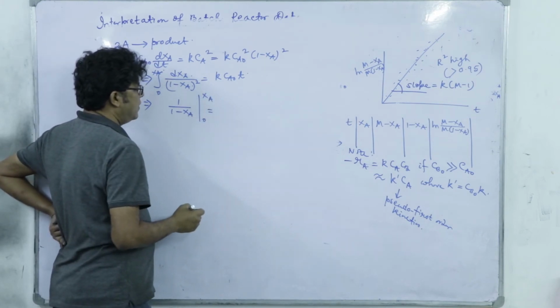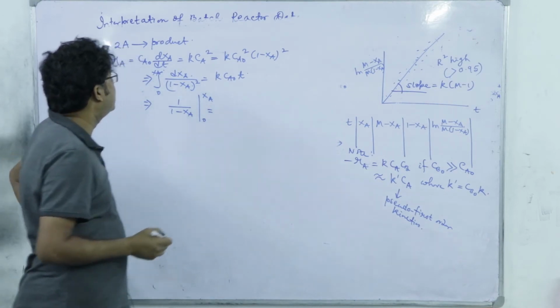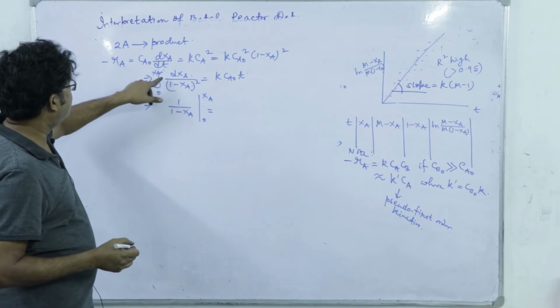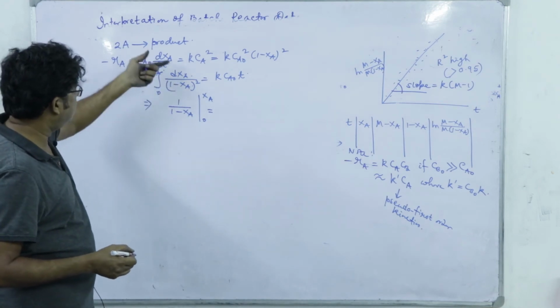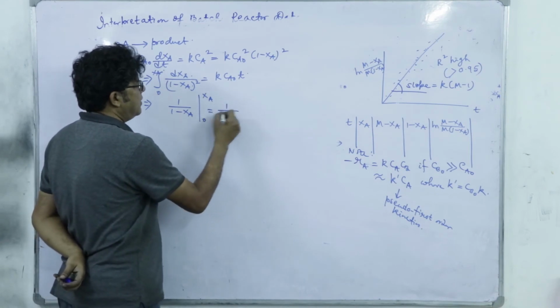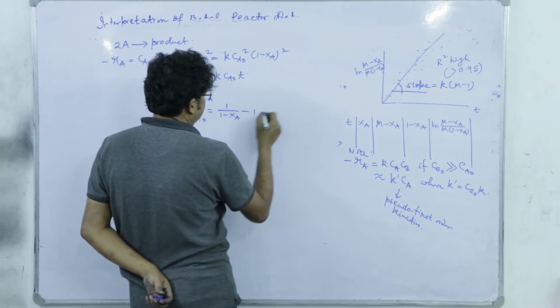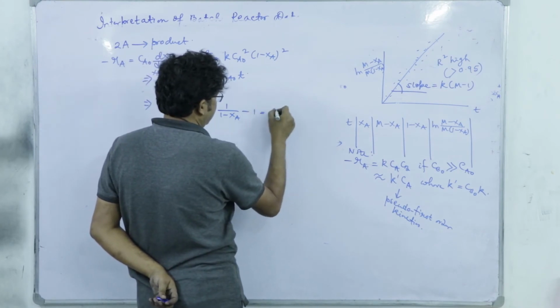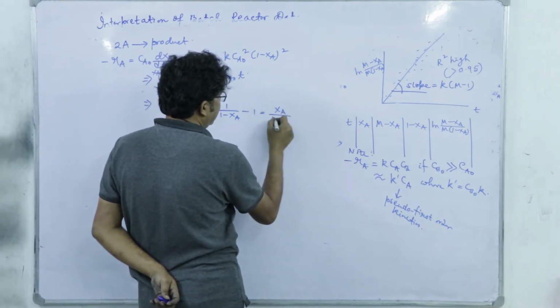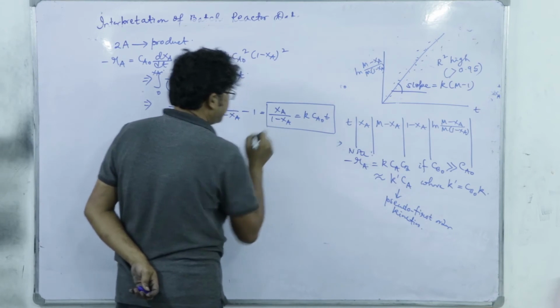So, this is d of, with a minus, d of (1 minus Xa), then there will be another minus sign. So, 1 divided by (1 minus Xa) minus 1. So, it is (1 minus 1 plus Xa), so Xa divided by (1 minus Xa) equals k Ca naught into t. So, that is the final form.